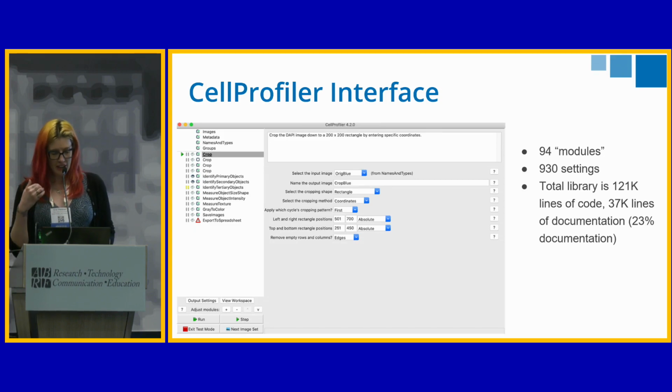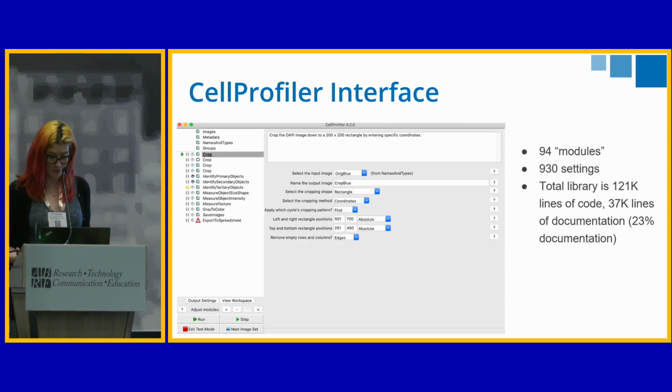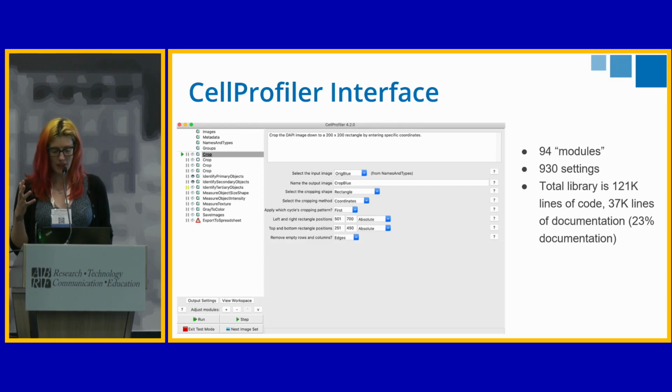So we have currently 94 modules that collectively have 930 settings. So lots and lots of things that you can do. But I really want to highlight our total library is 120,000 lines of code, 37,000 lines of which are documentation. So again, we are biologists, and we very much want to help other biologists to be able to use quantitative software methods. And so we very much value both documenting and teaching how to do what we do. And lines of documentation code is just one example.